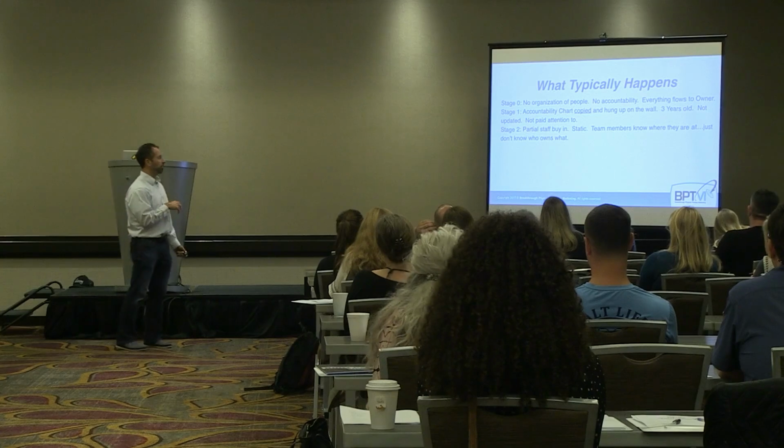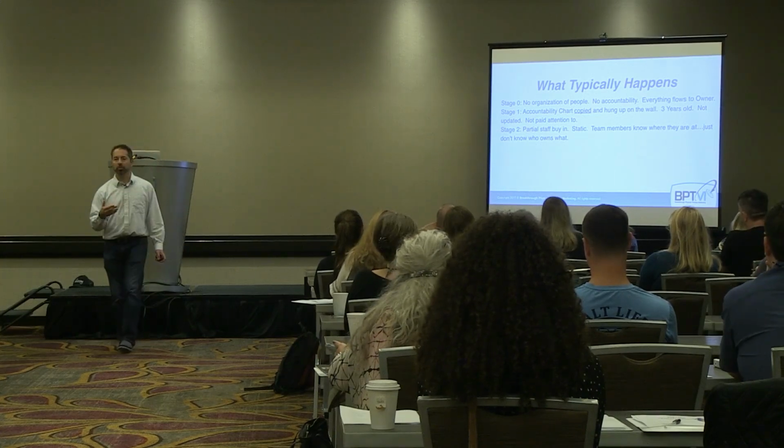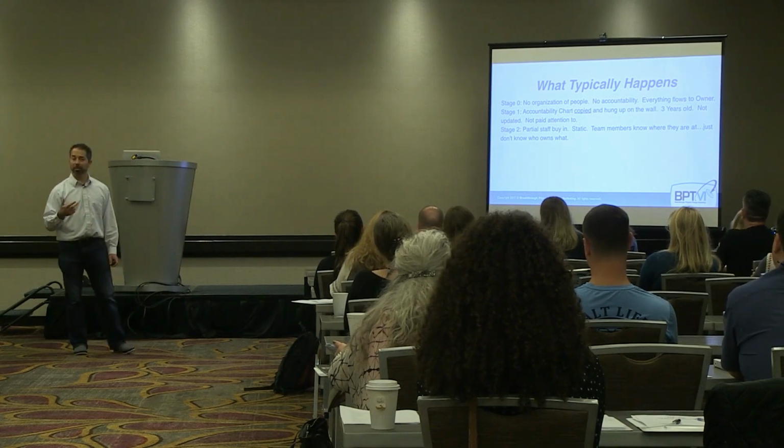Stage 2 is partial staff buy-in. It's static. Team members know where they're at. They just don't know who owns what. So I'm in marketing, but am I really supposed to be paying attention to new patients, or should I go over to the PT area and help them increase visits because the visits are dropping off, and now I want to go correct that problem? You can start to have stuff like that. Stage 3, all team members know where they are and who is accountable for each area. And then finally, stage 4, team members own areas of accountability with initiatives.